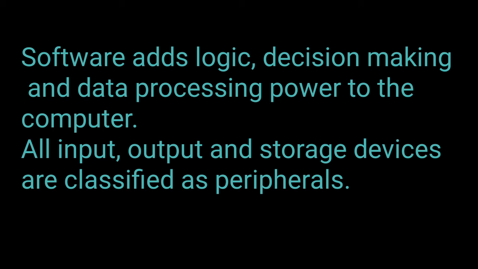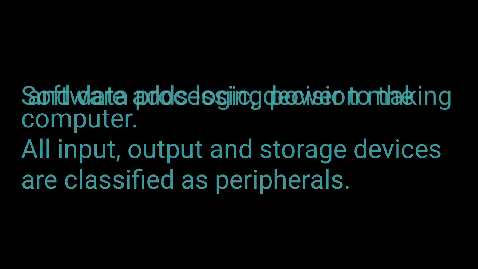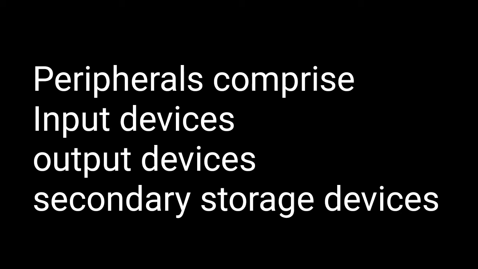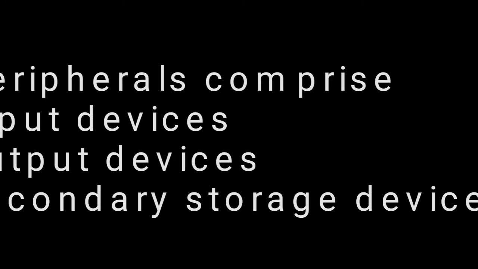All the input, output and storage devices are classified as peripherals. In this chapter, we will study about computer peripherals. What is comprised in peripherals? Peripherals include input devices, output devices, and secondary storage devices. Input devices are used to input data, and output devices process out the result. And the result or data or information can be stored in secondary storage devices like hard disk, pen drive, CD, or any other.